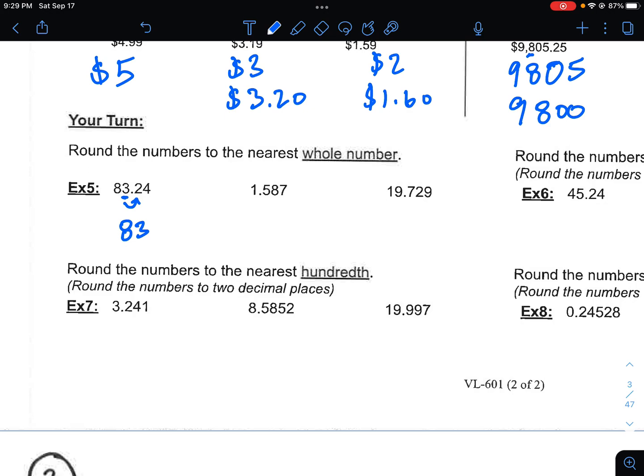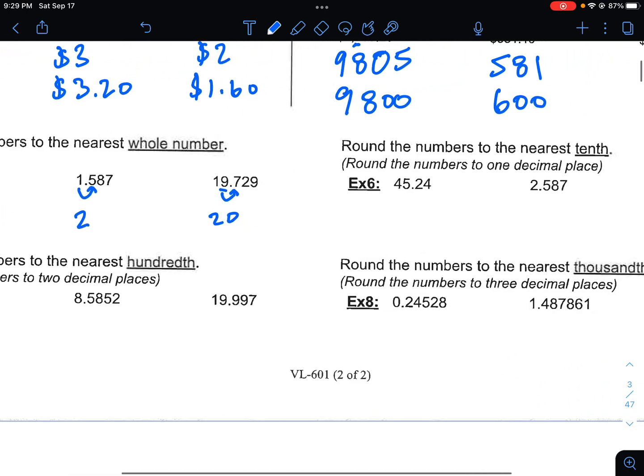So nearest whole number, we're going to look at that one right there. Is 1.5 closer to 1 or closer to 2? Well, in this case, we're going to say it is closer to 2. This is a whole number. Let's look at that 7. It's 5 or bigger, so we round up. So when we round 19 up, it rounds up to 20. All right. Let's go to the next section.